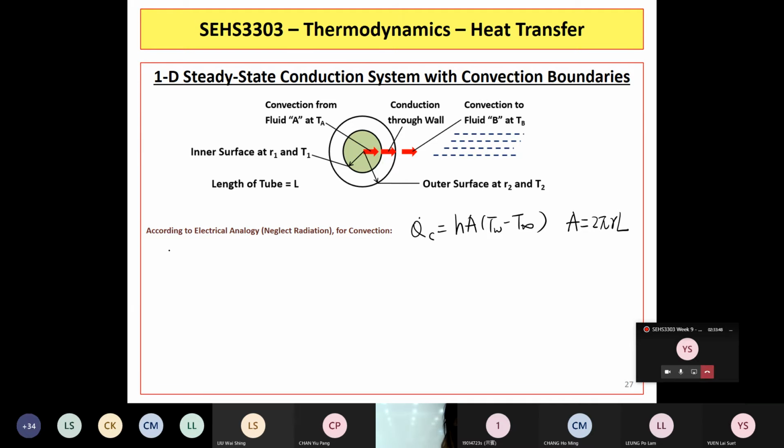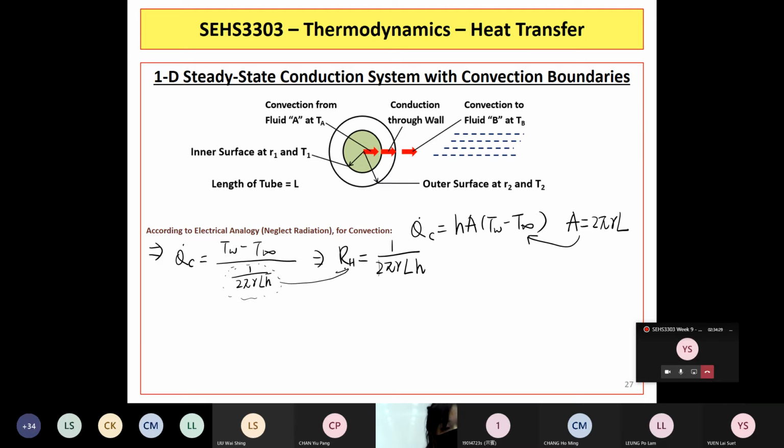So if we rearrange this equation, we plug this term into this equation, we can get, right? So for this kind of problem, the thermal resistance equals to, right? This one should be thermal resistance, right?